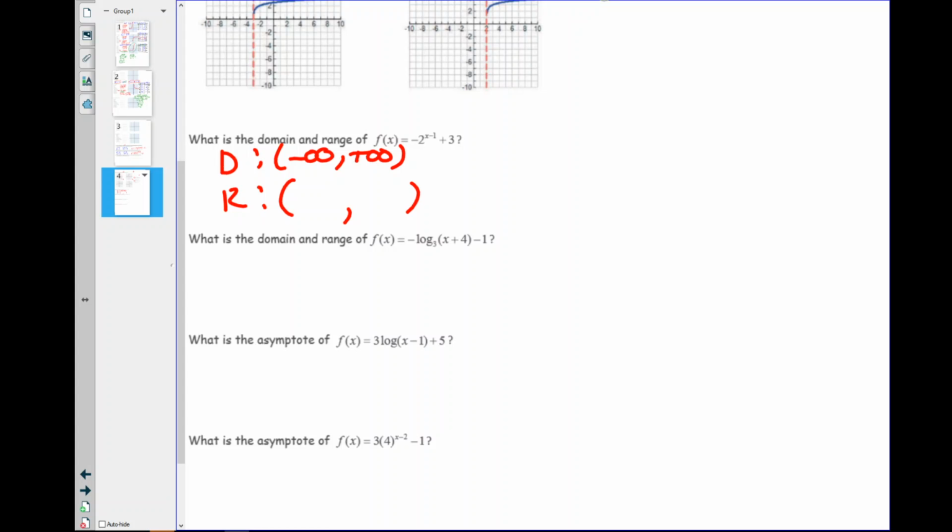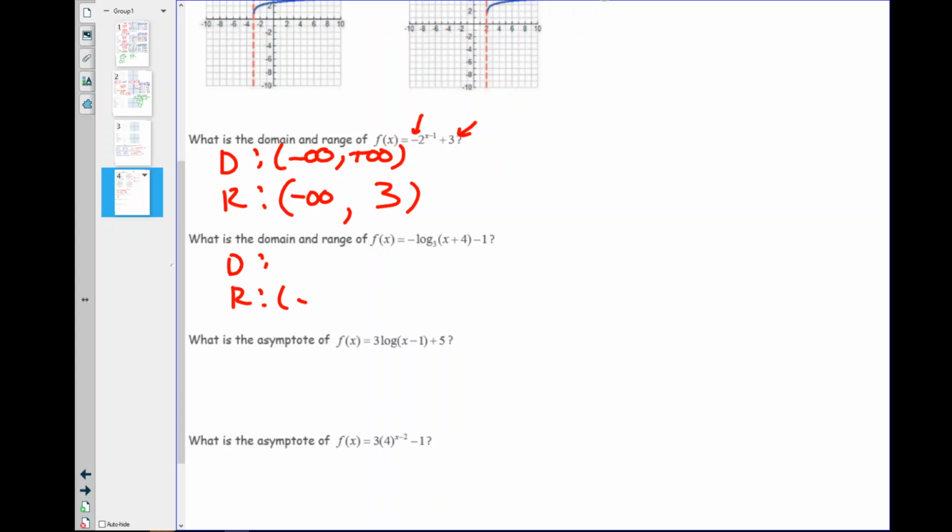Well, that depends on if a flip occurred. Did an x-axis flip occur here? Yes, because that negative is not attached to the base. That negative is out in front. You can't have a negative base on an exponential. It wouldn't be continuous. So because it flipped over, now we're not going to positive infinity. We're going to negative infinity. So this would be from negative infinity up to the asymptote, which on exponentials is k, so up to 3.